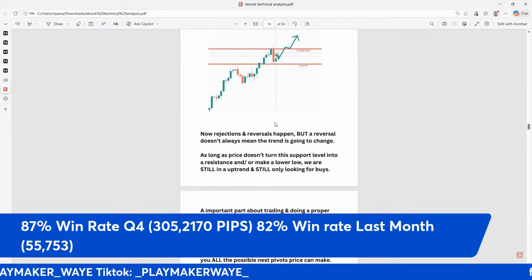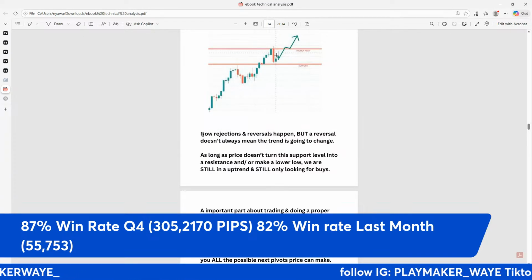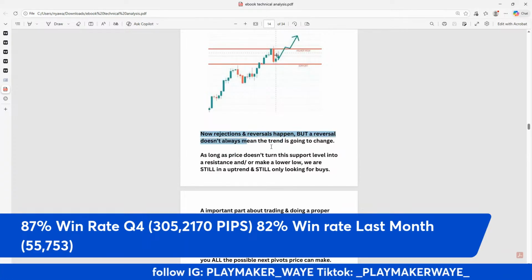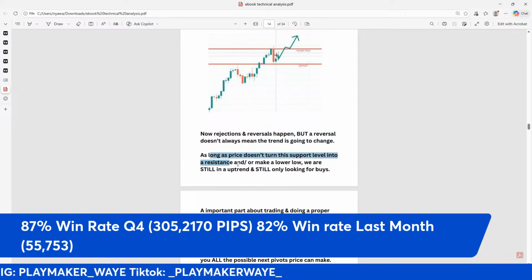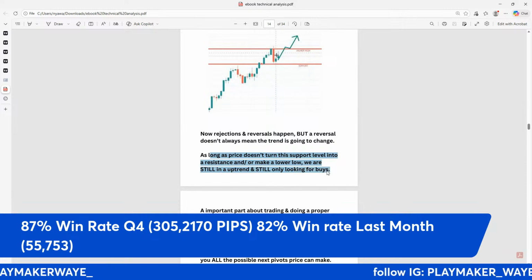So that's why on the very same page, my bad, y'all, let me fix that, there we go. What does it say right here? Rejections and reversals happen, but a reversal does not mean the trend is going to change. As long as price doesn't turn the support level into resistance and/or make a lower low, we are still in the uptrend and still looking for buys.